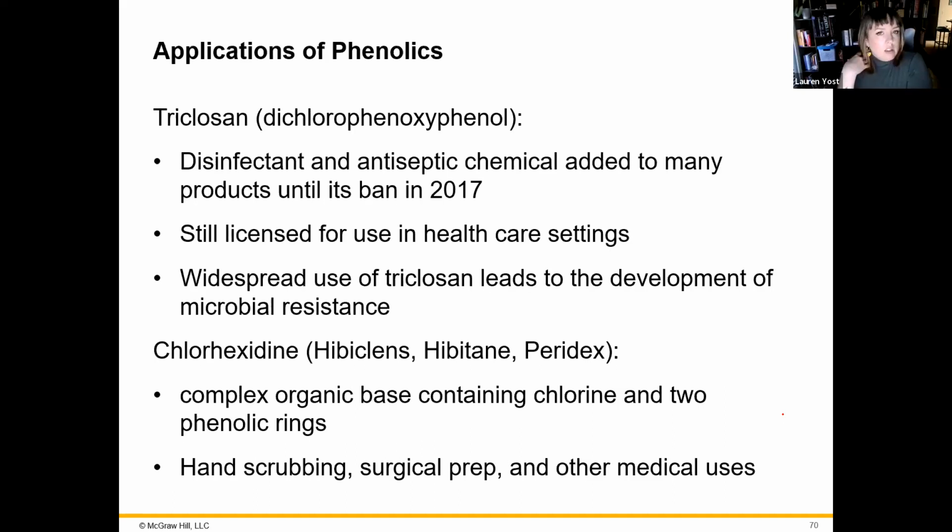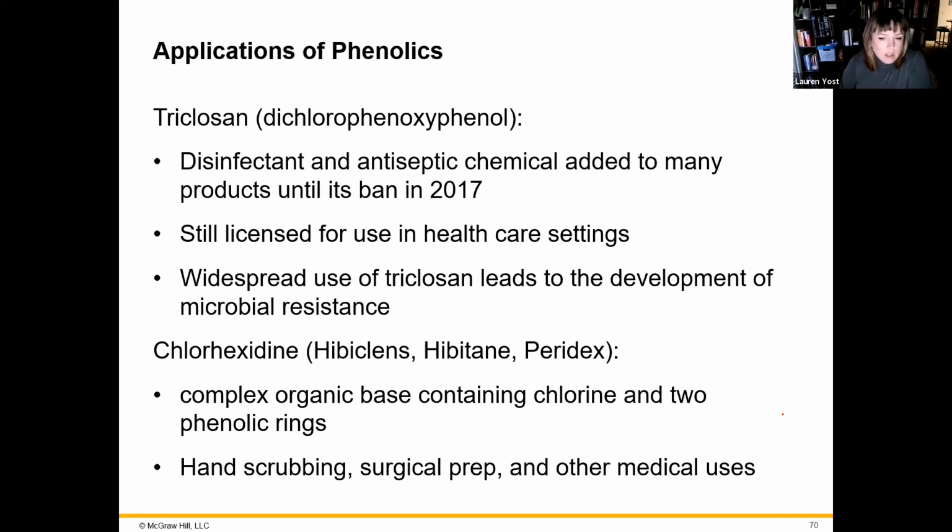So triclosan is a phenolic, so we don't really use this much anymore. Dichlorophenoxyphenol is the original chemical name for this. It was found in way too many areas as far as like in the environment. So it was everywhere in the environment. It was also causing drug resistance. So that was being an issue. So now we don't really use this as much except for in healthcare settings.